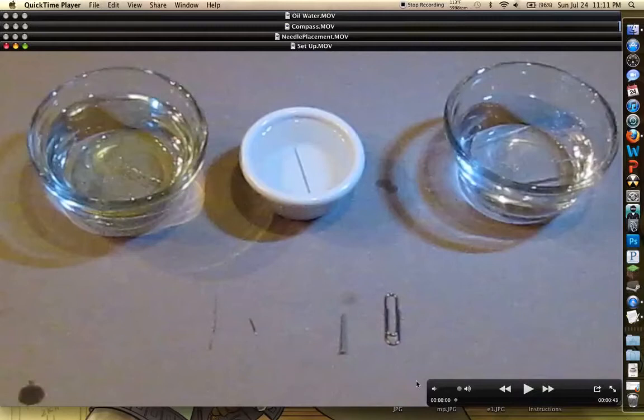Hello, my name is Jacob Griffith, and this is a science experiment on the surface tension of water and oil.